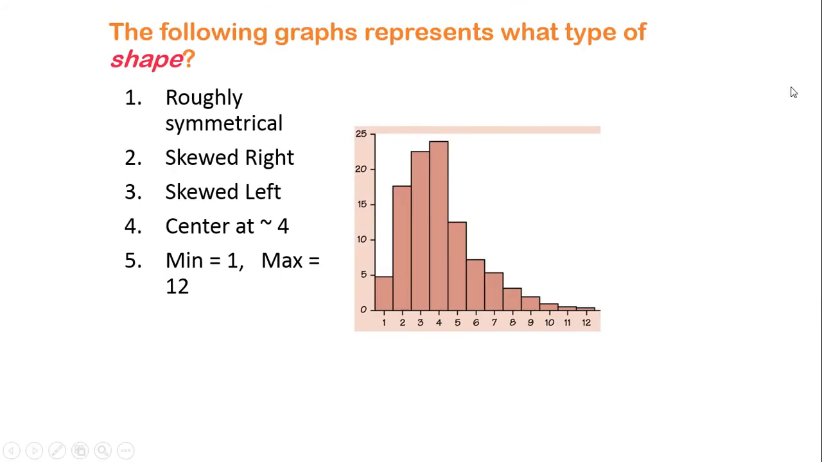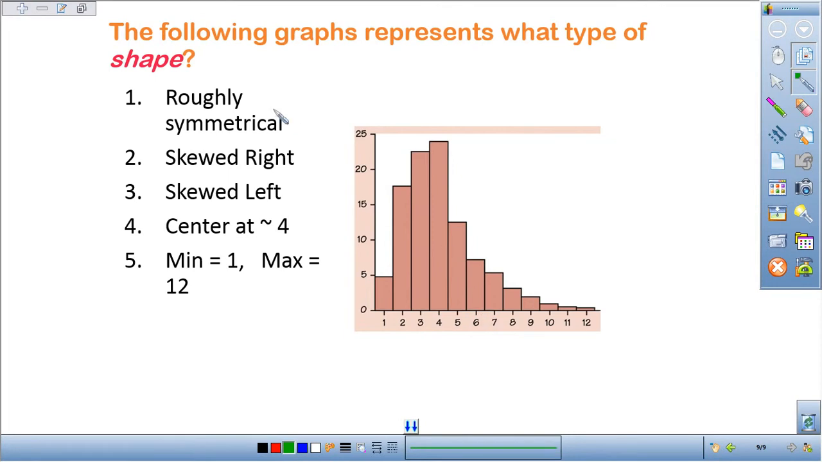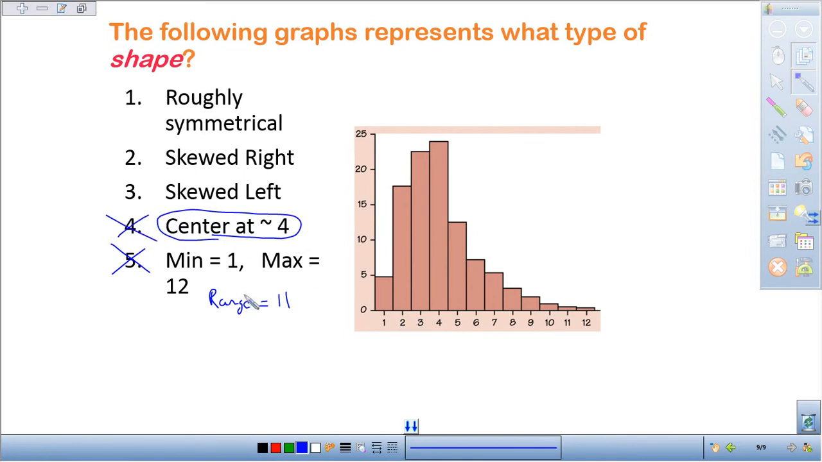So here's a quick little quiz for you. The following graph represents what type of shape? So let's go through this and think about it for a moment. You might think, let's start at the bottom here. The minimum is 1 and the maximum is 12. So we could say this has a range equal to 11. But that's not about the shape. That's about the spread. So it's not that. The center's at about 4, which seems possible. But again, that's not shape.